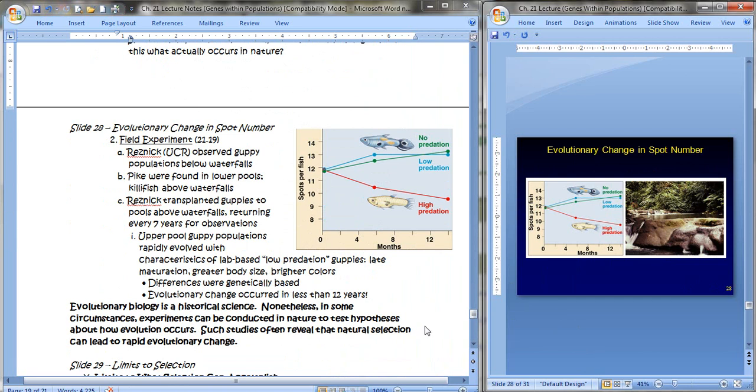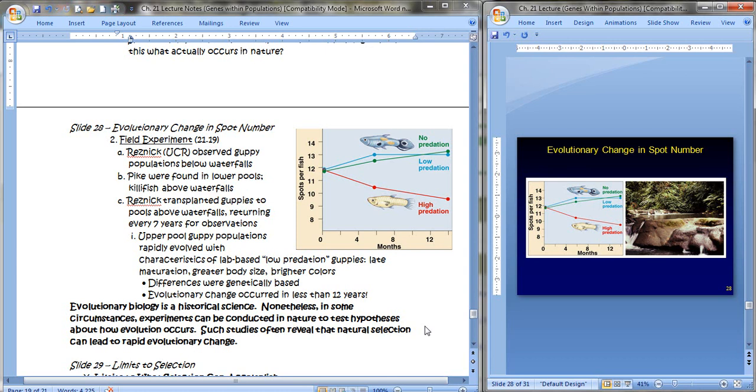So out in the field, Endler and Resnick at UC Riverside observed guppy populations below the waterfalls, but there were none above. So they found a natural environment where there were guppies below waterfalls, but not above the waterfalls. Now, they did find pike in the lower pools and killifish above the waterfalls. So they basically had the same situation that they created in the lab. And what Resnick and his team with Endler did is they transplanted some of the guppies to the pools above the waterfalls. And then they would come back every 7 years for observations.